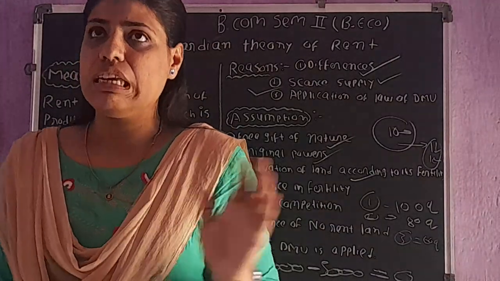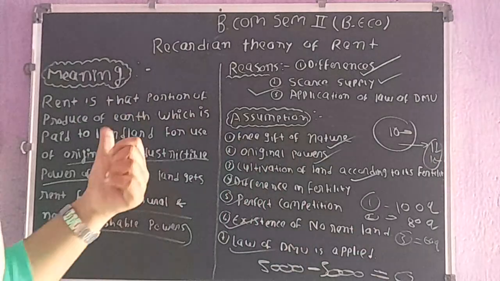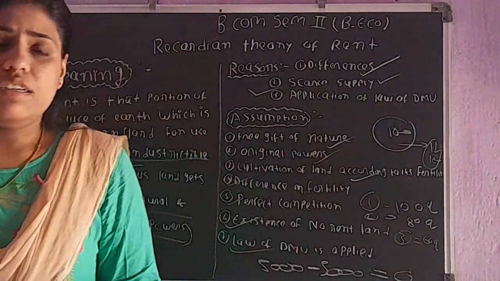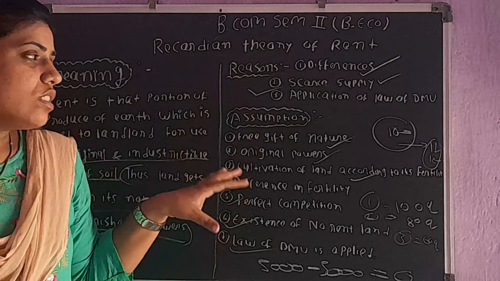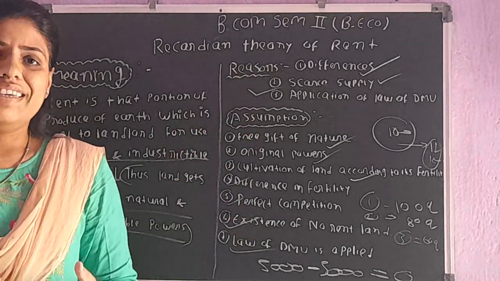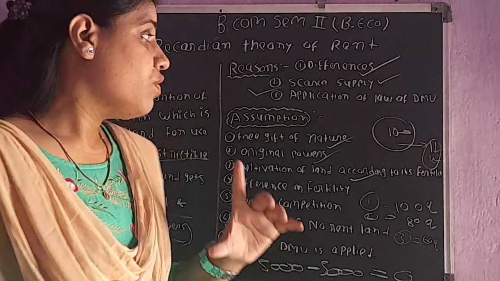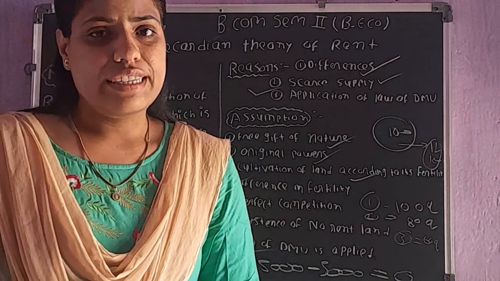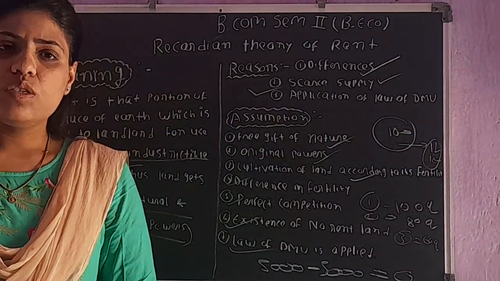So here we have seen the meaning and the concept of the Ricardian theory of rent, and we have seen on what assumptions this theory is based. In the next lecture, we are going to see the explanation of this theory along with the chart and the graph. Till then, please go through the lecture.